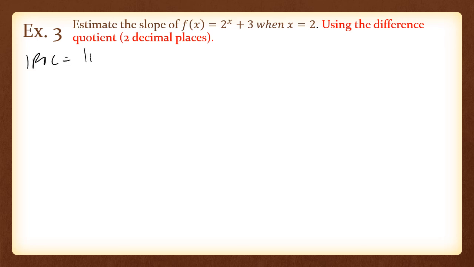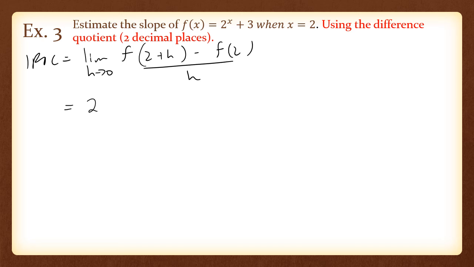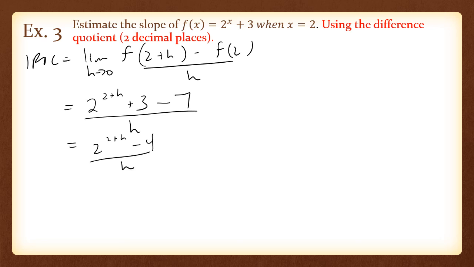IROC equals the limit as h goes to 0 of f of 2 plus h minus f of 2 all over h. So again, this is going to be a weird one, just like the last one. So 2 to the 2 plus h plus 3 minus f of 2. When I put 2 into my function, 2 squared is 4 plus 3 is 7, all over h. 2 to the 2 plus h, 3 minus 7 is negative 4, all over h.